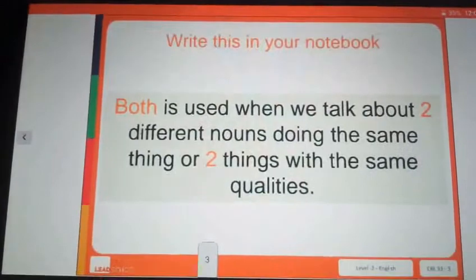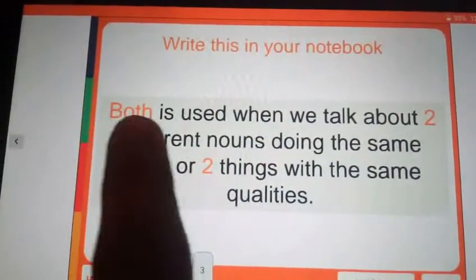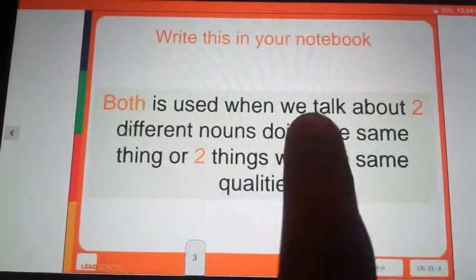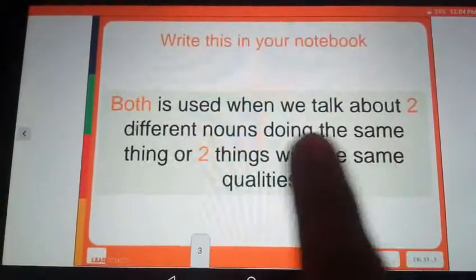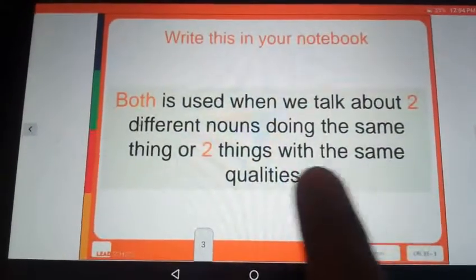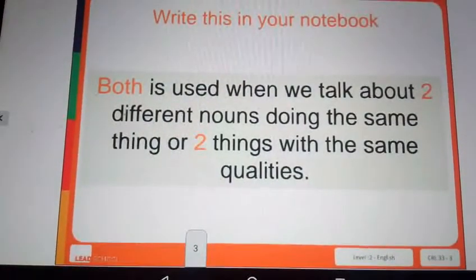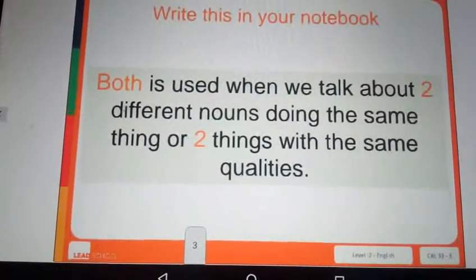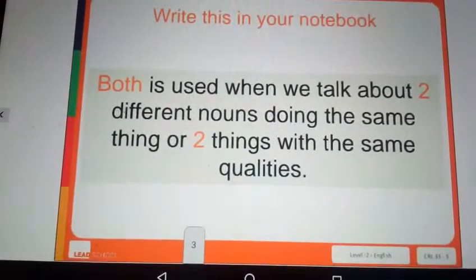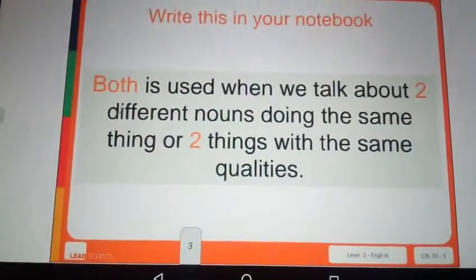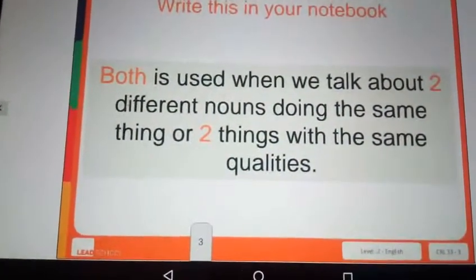You have to take your notebook and write this, my dear children. Both is used when we talk about two different nouns doing the same thing or two things with the same quantities. Okay, you will pause the video and then write it in your grammar page.